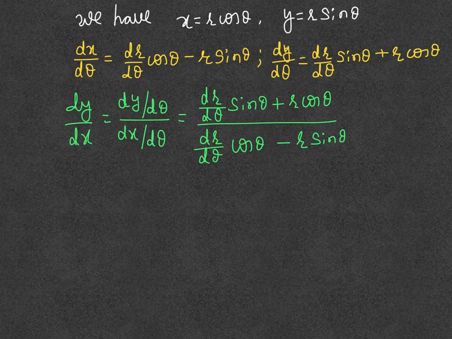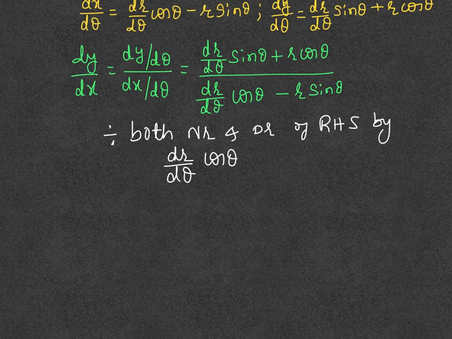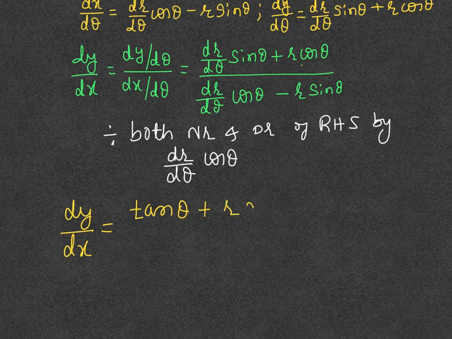So we divide both numerator and denominator of the RHS by dr by d theta into cos theta. My aim is to get a tan theta. Therefore I get dy by dx on the left. If you divide this by dr by d theta cos theta, this gets cancelled. So sin theta by cos theta can be written as tan theta. And in the second term, r cos theta gets cancelled, and r divided by dr by d theta can be written as r d theta by dr.